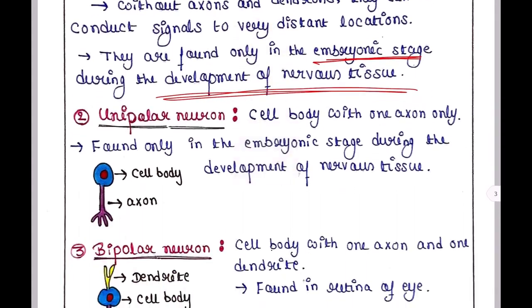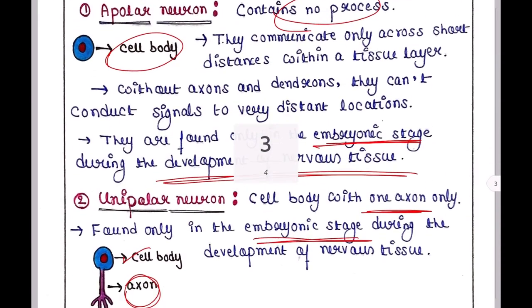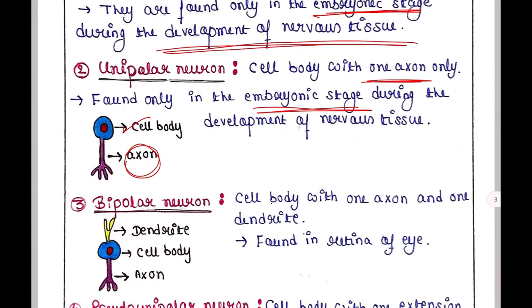Next is the unipolar neuron. Here the cell body contains only one axon, so no dendrons are present. It is found only in the embryonic stage during the development of nervous tissue, like the apolar neuron. So we will not get this unipolar neuron in the adult stage.